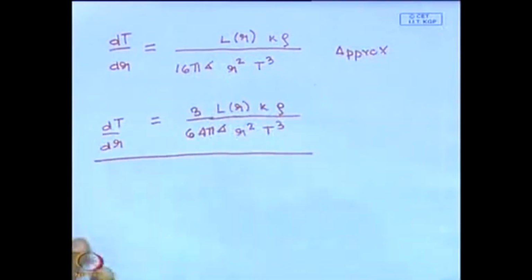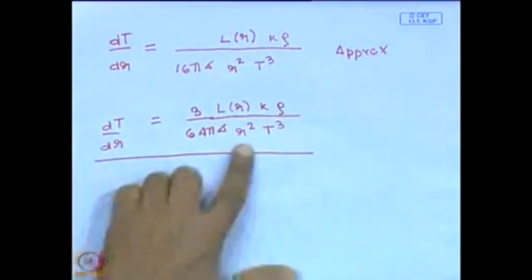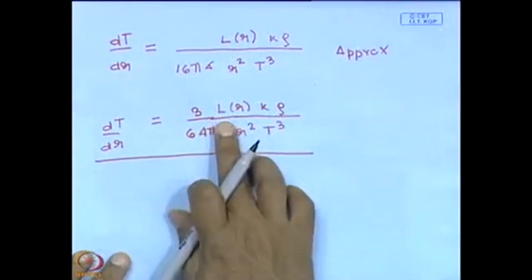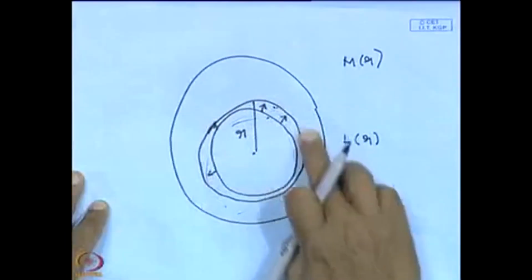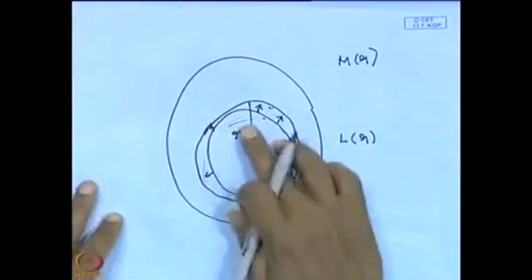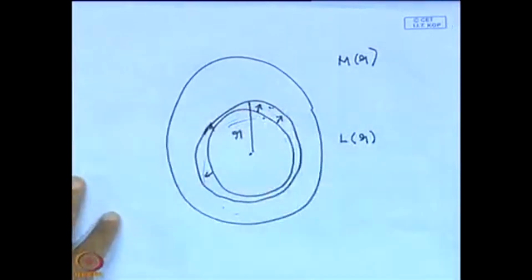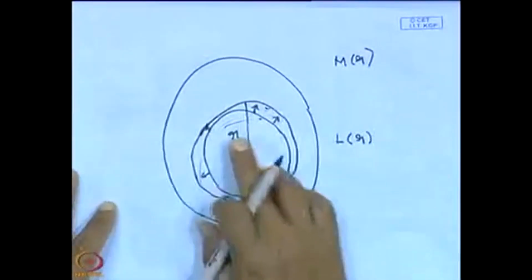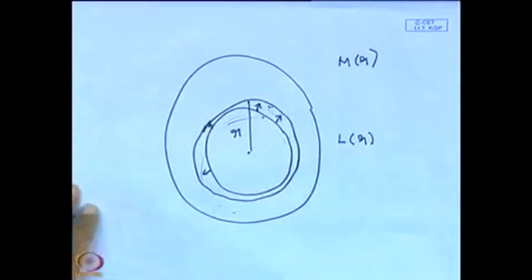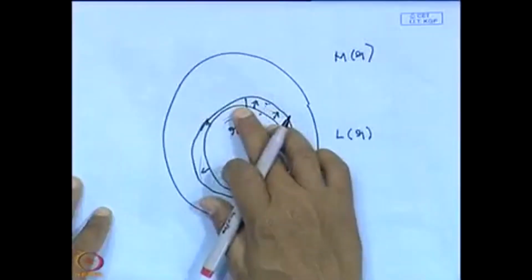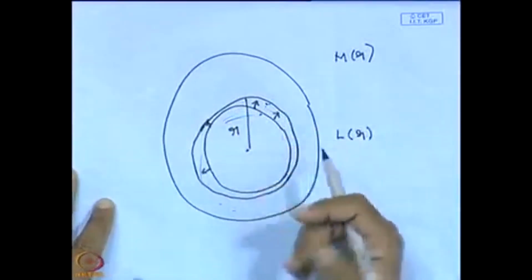Okay, let me just tell you what this equation tells us. You can look at this equation. So if you want to have a higher luminosity at a certain point in the star, so you want the luminosity here to be high, then the temperature gradient over here should also be large. Okay, or given the same luminosity, if the opacity increases, then again the temperature gradient has to be larger.